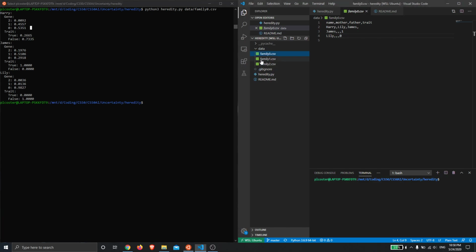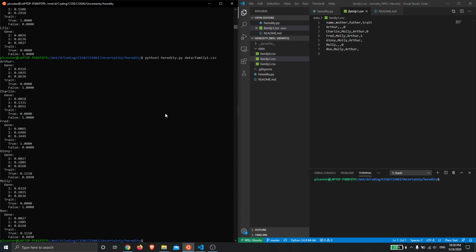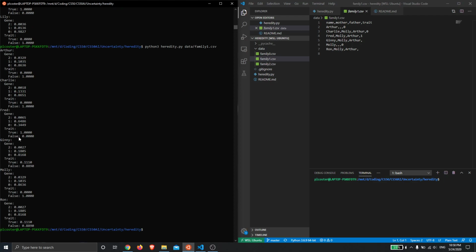So we can quickly run through some of these more complicated family models, and we get various probabilities for 0, 1, 2 genes for each person and the true or false on the trait. For example, here, both Ron and Ginny, their parents are Molly and Arthur, and we don't know their gene status or their trait status. And as you would expect, if we look at Ron, who's got 0.1 and 0.88, that is identical to Ginny, which you would expect because they're both children of the same parents.